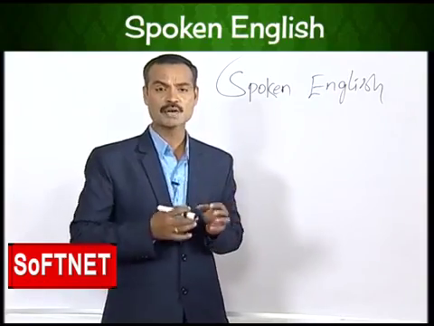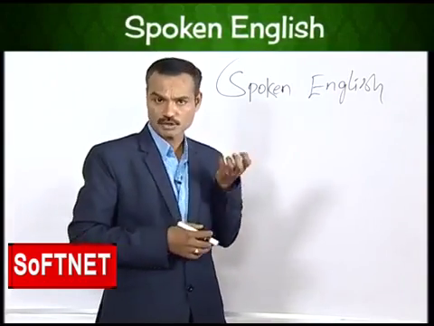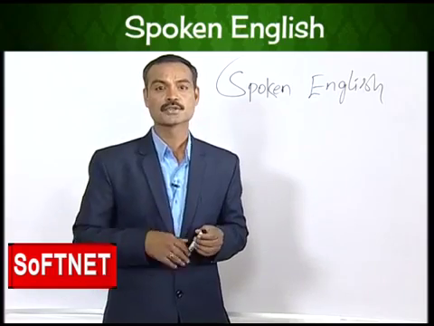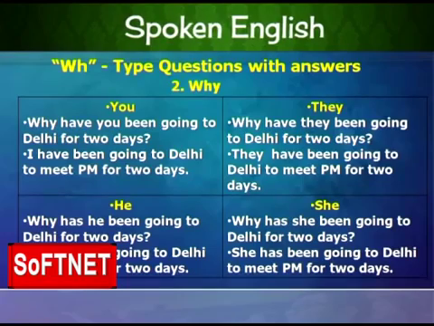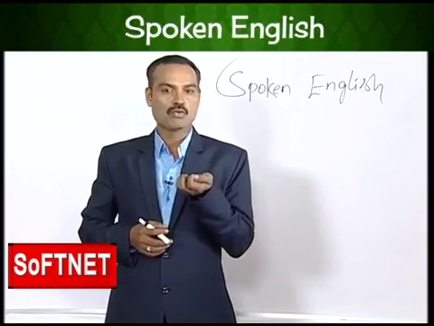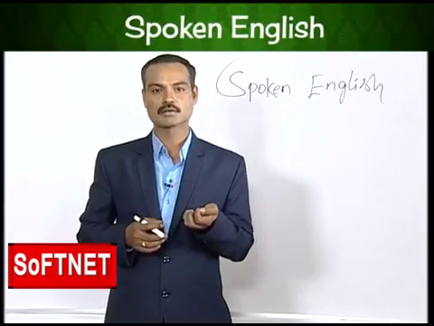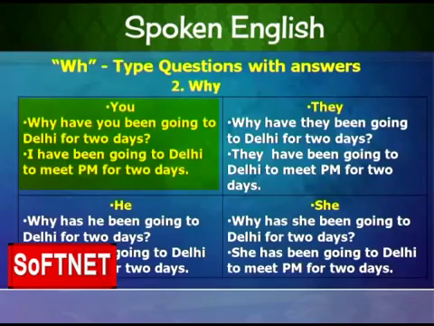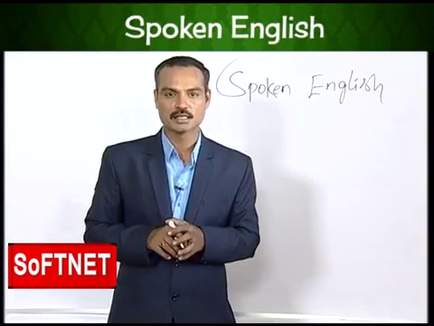Okay, did you understand how to ask questions with where? Shall we see the next table? The next table is why. So here in this table also there are 4 subjects. They are you, they, he and she. We are going to practice this table with why. So why is the WH word here. Okay, why have you been going to Delhi for 2 days? For example, you have been going to Delhi for 2 days. You have some important work in Delhi. I want to know why you have been going to Delhi for 2 days.